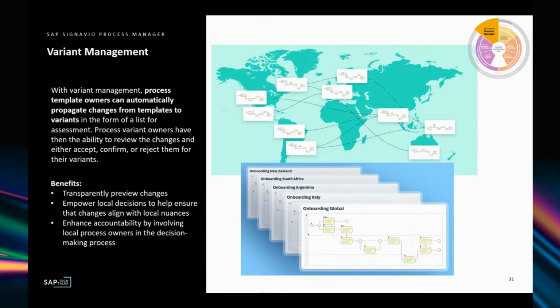As benefits, we have transparent preview of changes, empowered local decisions to help ensure that changes align with local nuances, and enhanced accountability by involving local process owners in the decision-making process, because you can always ask local process owners about their view on these changes for their location, because they know these locations.